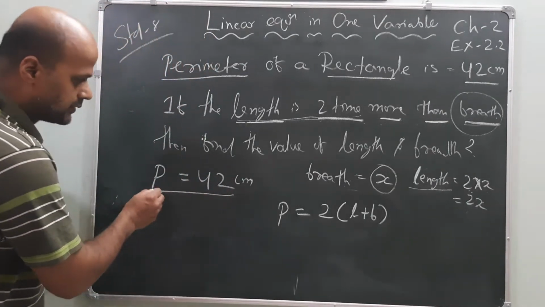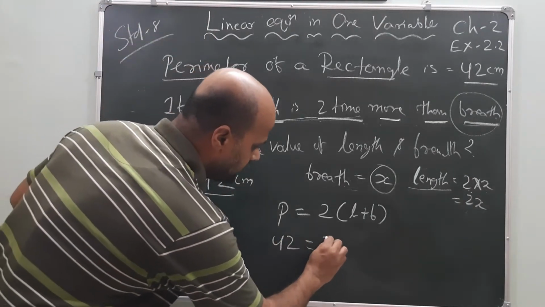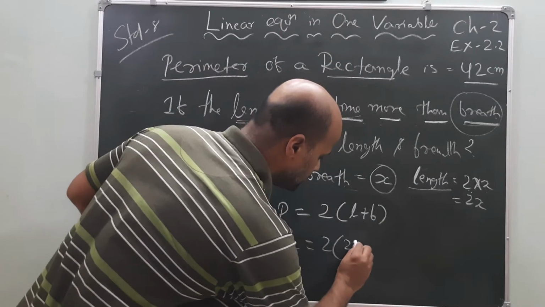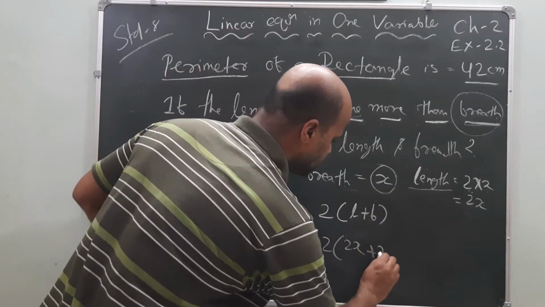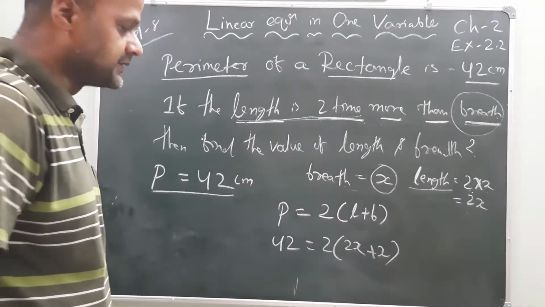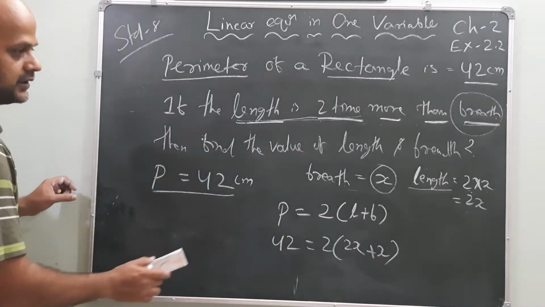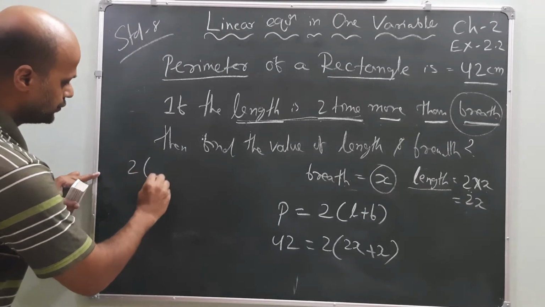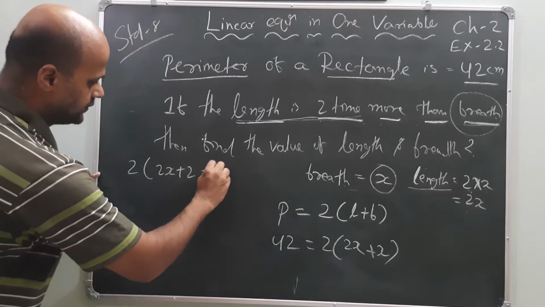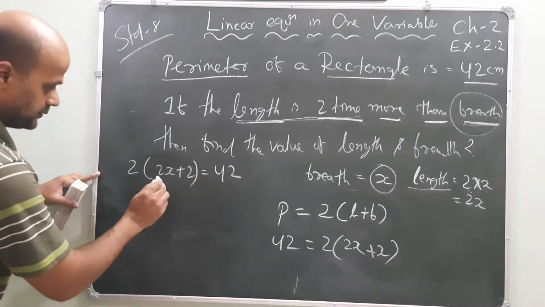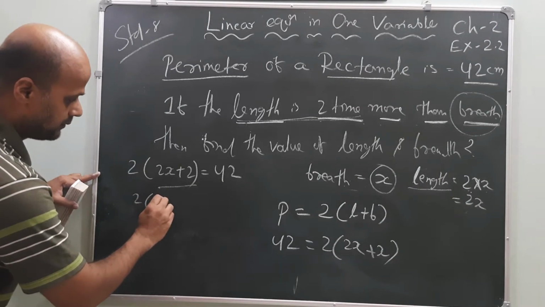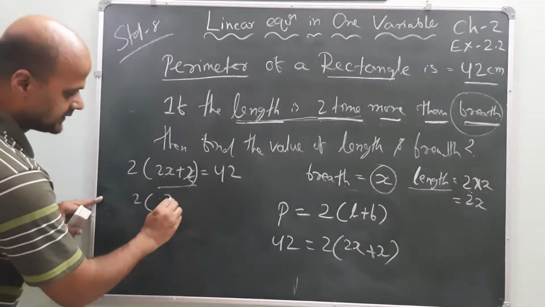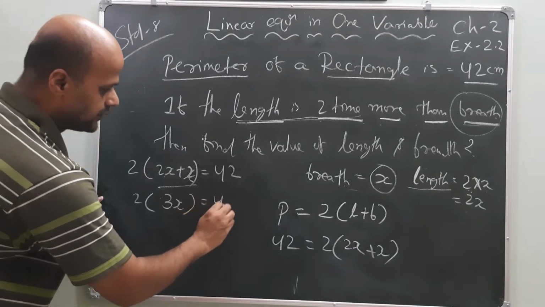So here the perimeter value is given, 42 cm. 2 into what is the length? Put the values right now. Length is equal to 2x. Here breadth is equal to how much? Plus x. Yes or no, my dear friends? Okay. So you can write it also as 2 into (2x plus x) is equal to 42. Solve the bracket first. Sorry, here it is x. So 2x plus x, 3x. 2 into (3x) is equal to 42.